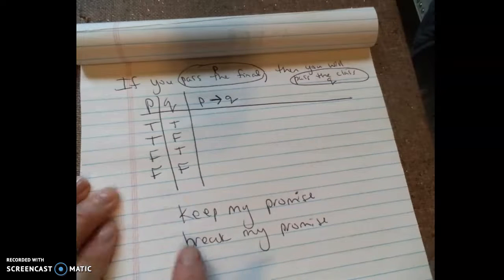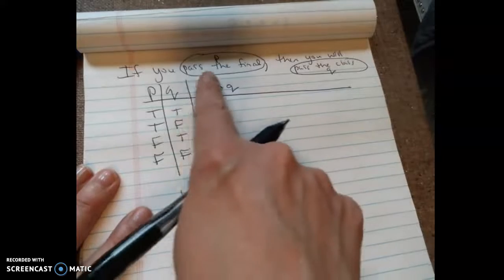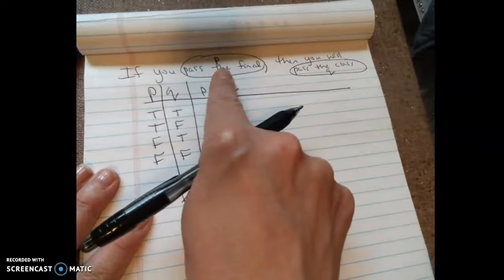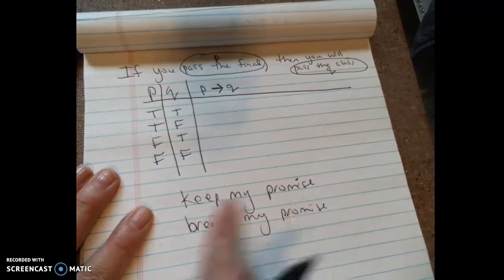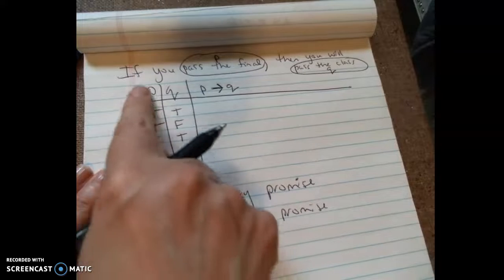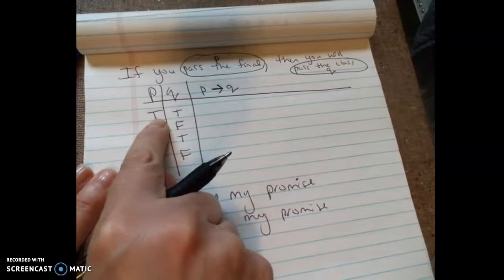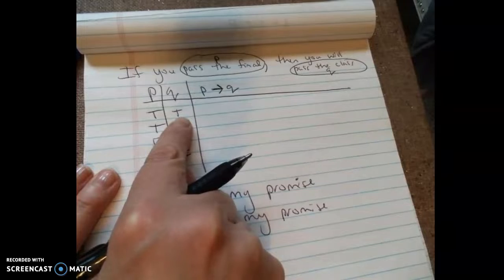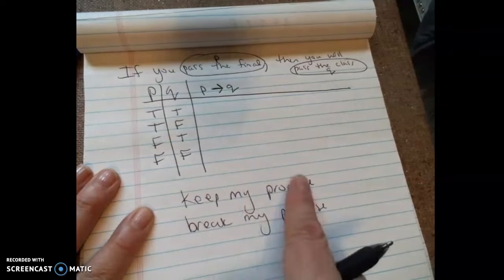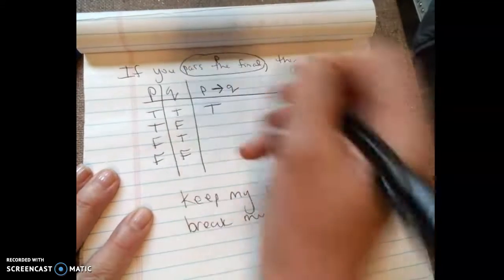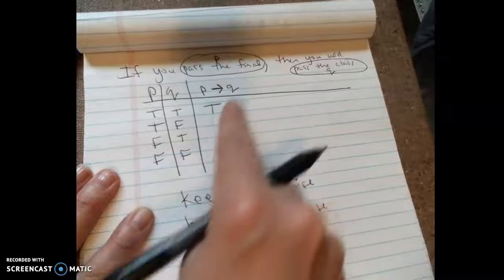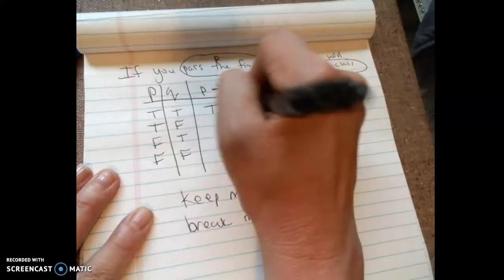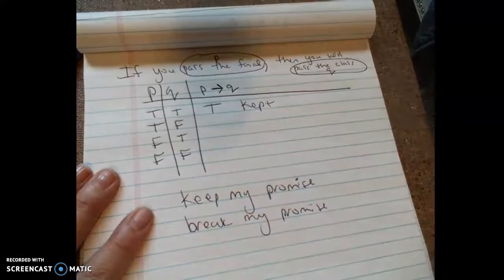All right, so let's look at this. This is a promise, and you have to see whether I'm keeping my promise or whether I broke my promise. So you passed the final. Good for you. Did you pass the class? Yes, you did. So did I keep my promise? Yeah, I did, because I said if you pass the final, you'd pass the class. So I kept my promise, so we're good.